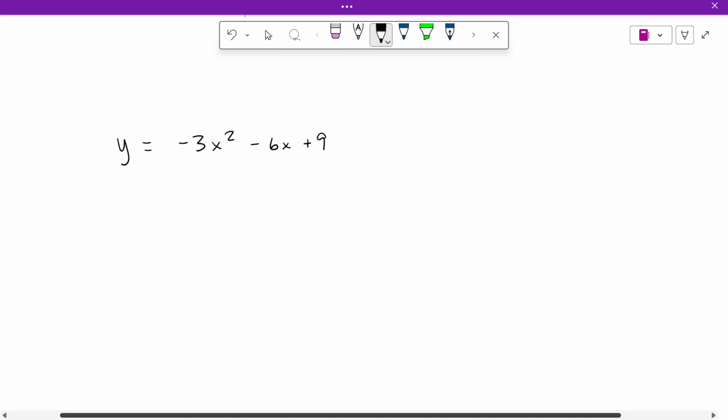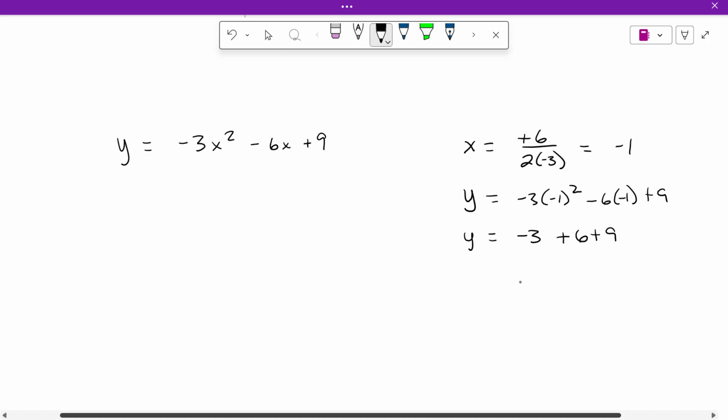Y equals negative 3x squared minus 6x plus 9. Okay? What's the x value of the vertex? Well, you take negative b over 2a. The negative of b is negative of negative 6, which is positive 6. So x equals negative 1. Y: it's negative 3 times negative 1 squared minus 6 times negative 1 plus 9. So y equals negative 3 plus 6 plus 9. So y equals a positive 12. So your vertex is at negative 1, 12.